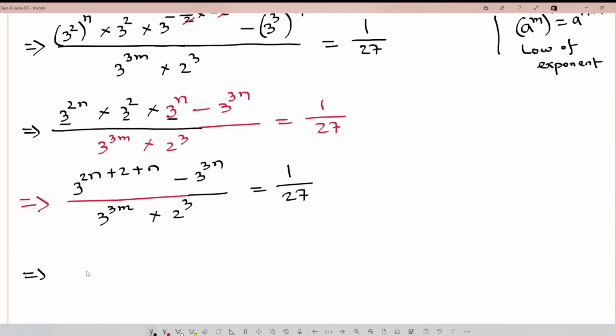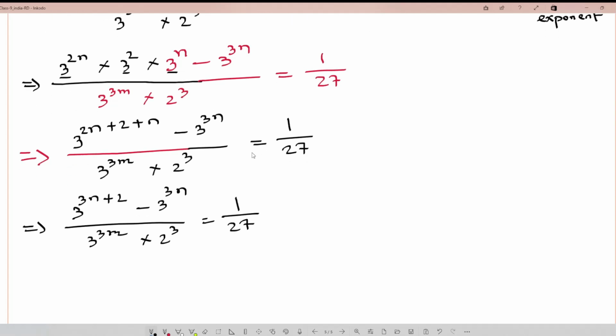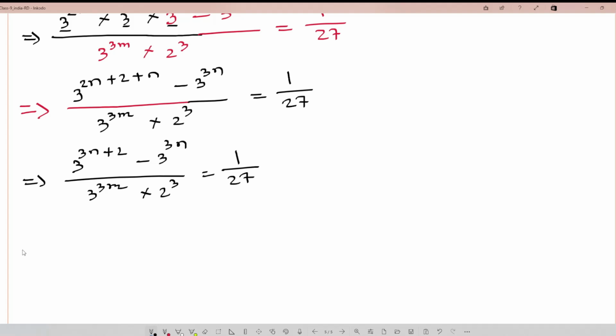Now look, here is 3 to the power 2n plus n, that is 3n, and plus 2, and here is minus 3 to the power 3n, and here is 3 to the power 3m times 2 to the power 3 equals 1 divided by 27. A similar math you may complete another way, this is up to you. So you may follow also this formula or this format.